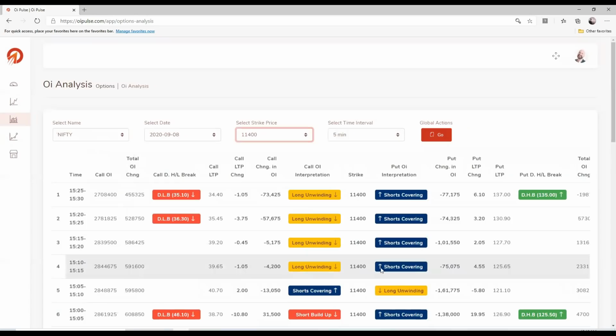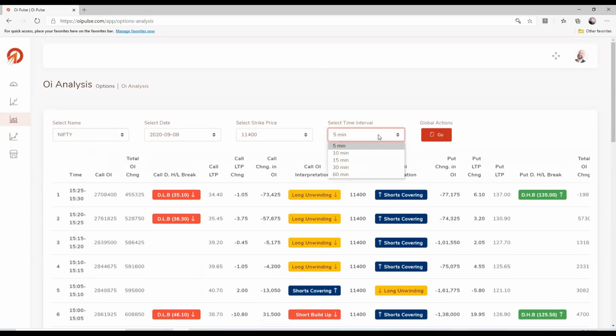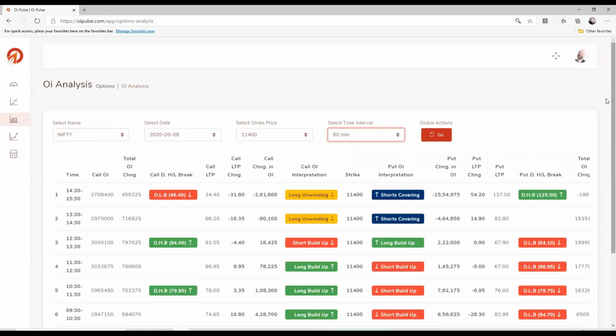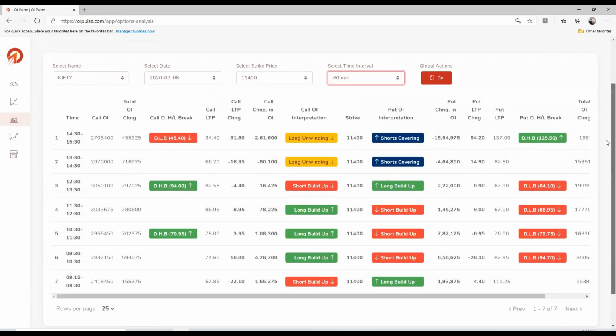If you are looking for 11,400 Nifty, all you need to do is just select it, and within a minute, within fractions of seconds, you should be able to see the data. Look at this. This is the data, and we had a huge unwinding which happened here. And look at this short covering. This is tremendous. There is a huge short covering which has happened on the put side.